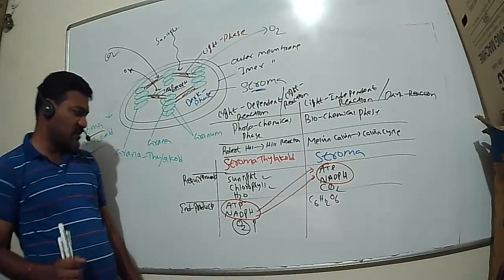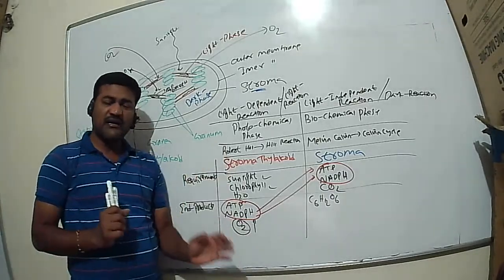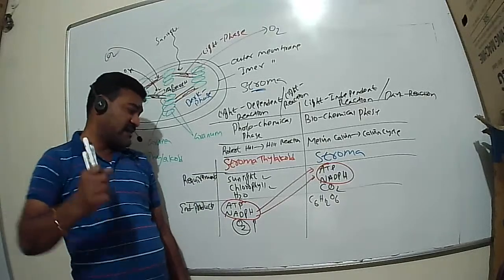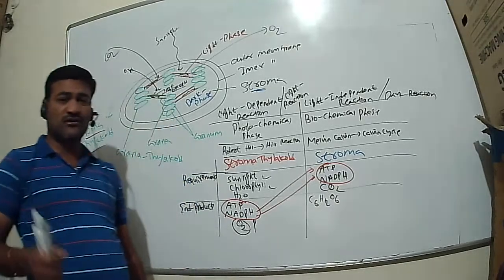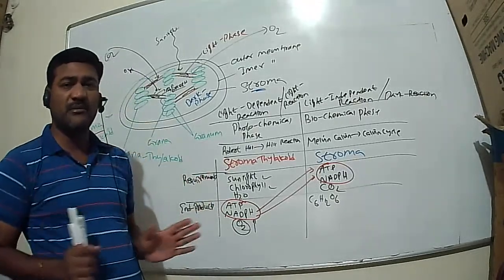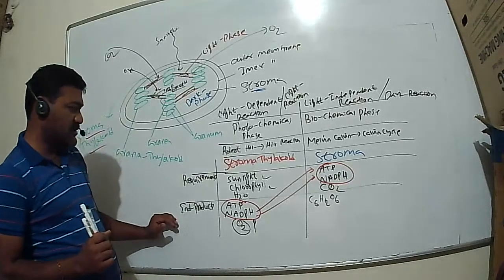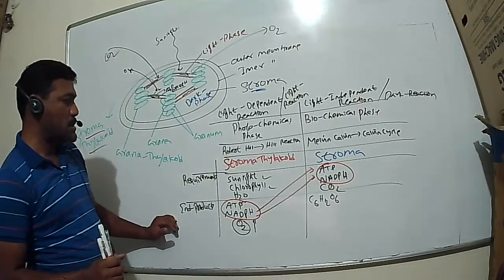No formula is required. Just remember the name: ATP, adenosine triphosphate, and NADPH, nicotinamide adenine dinucleotide phosphate hydrogen. You'll take two days to learn that name, but remember it as NADPH. So requirements and products. Is this clear?